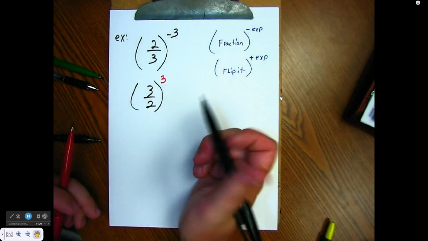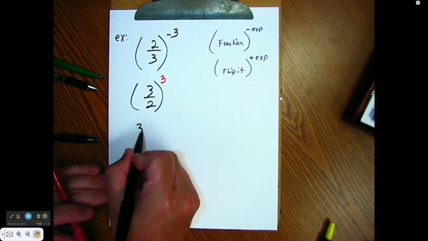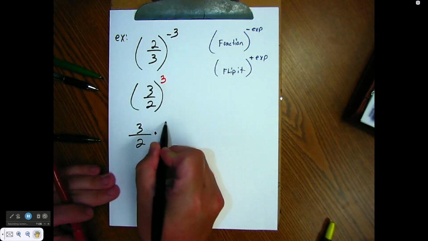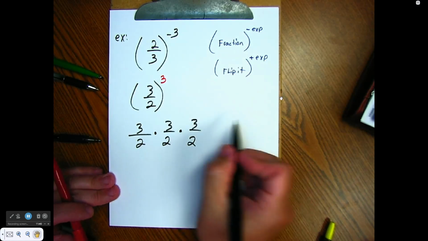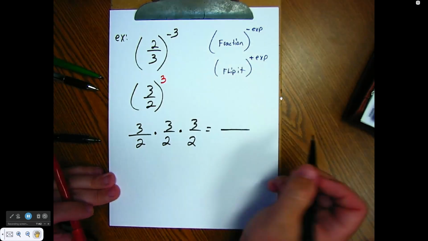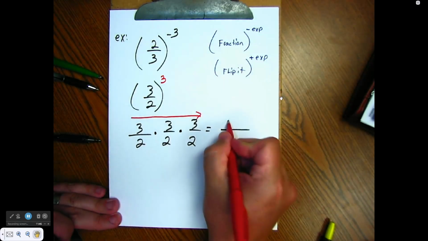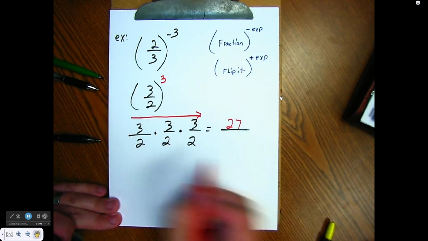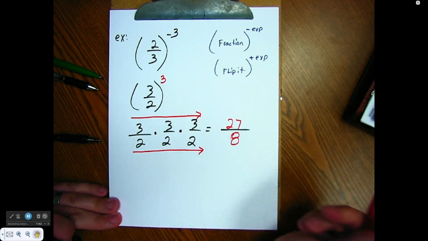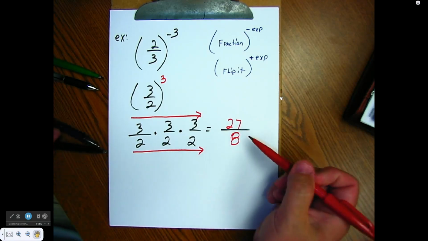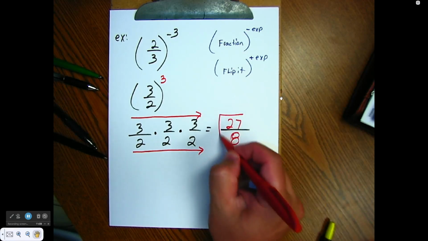Well, what is the meaning of this? 3/2 to the third. It means 3/2 times 3/2 times 3/2. Followed by, what is the answer to this? Well, 3 times 3 times 3 is 27. 2 times 2 times 2 is 8. 27/8. And yes, that is reduced.